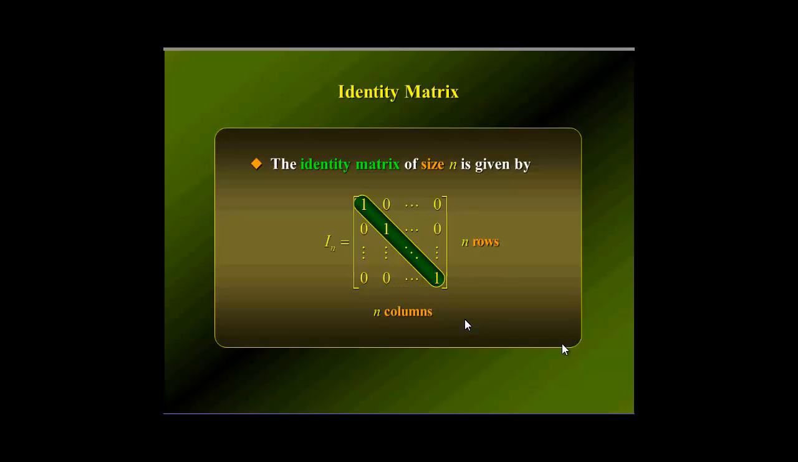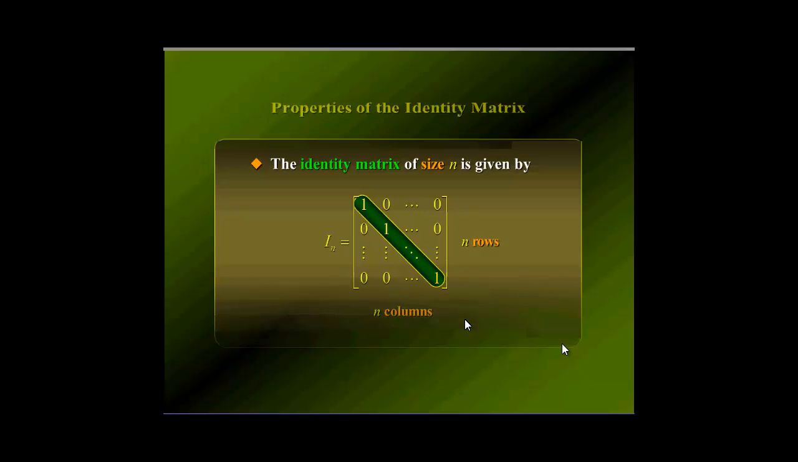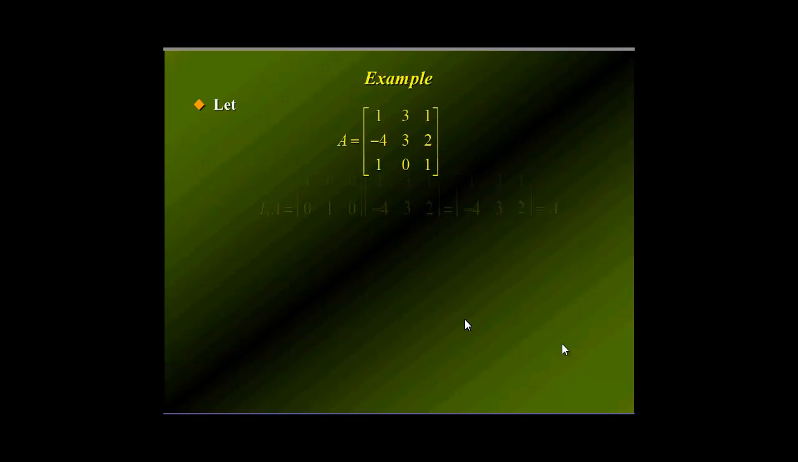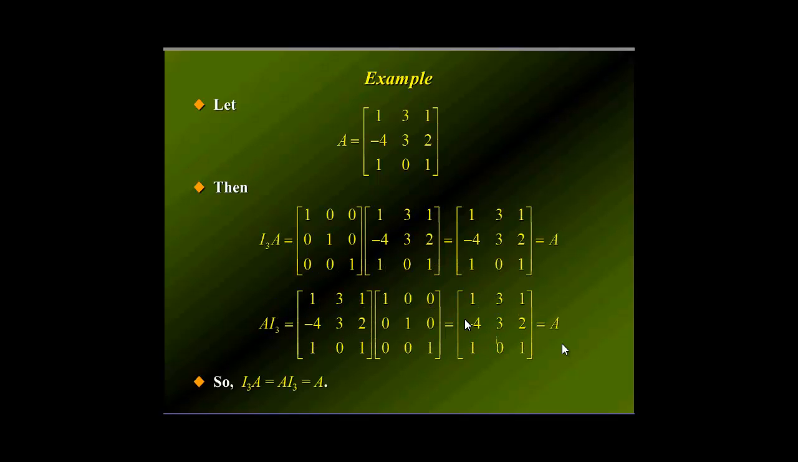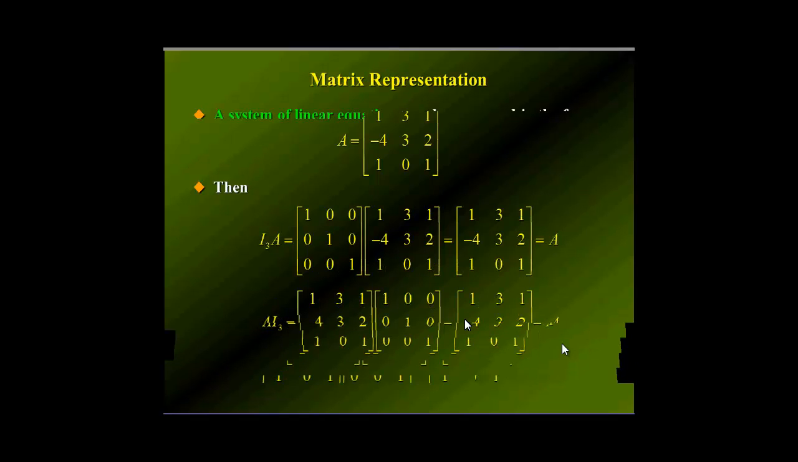And there is the identity matrix. If we have a matrix whose diagonal elements are 1, then we say that it's the identity matrix, or we can denote it by I.